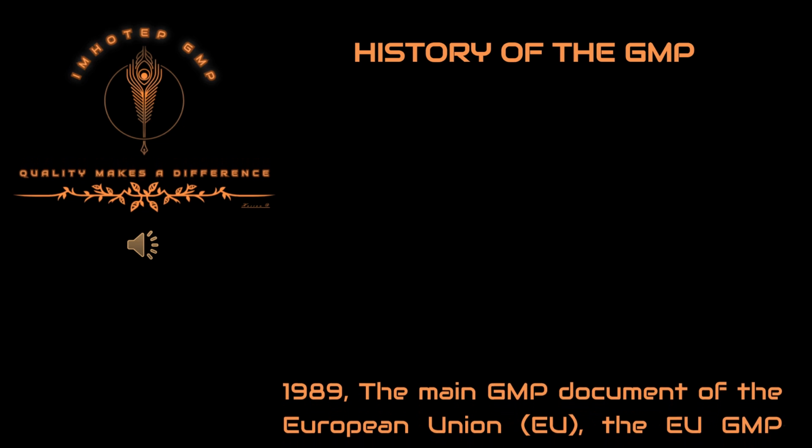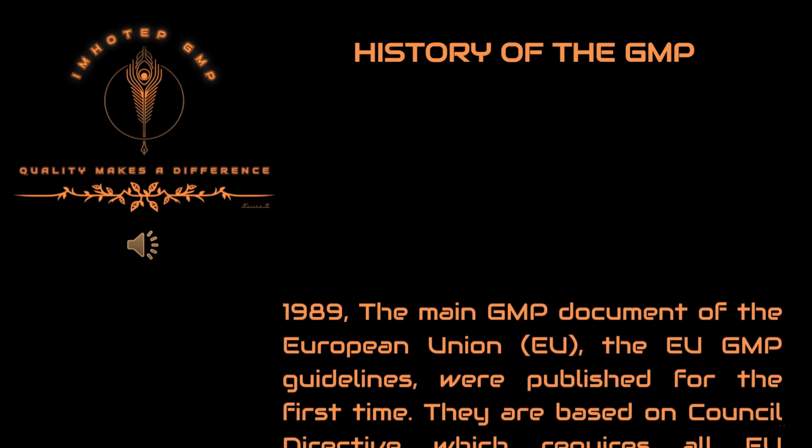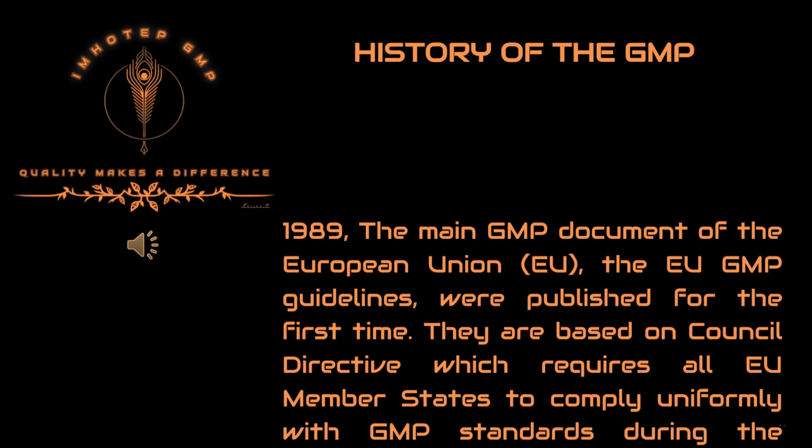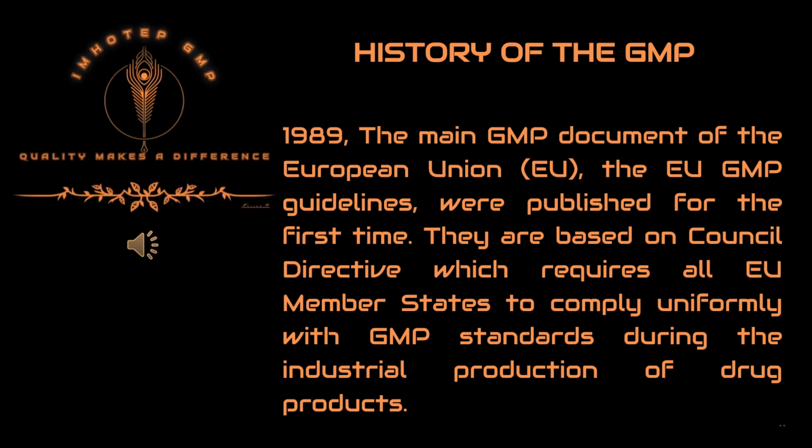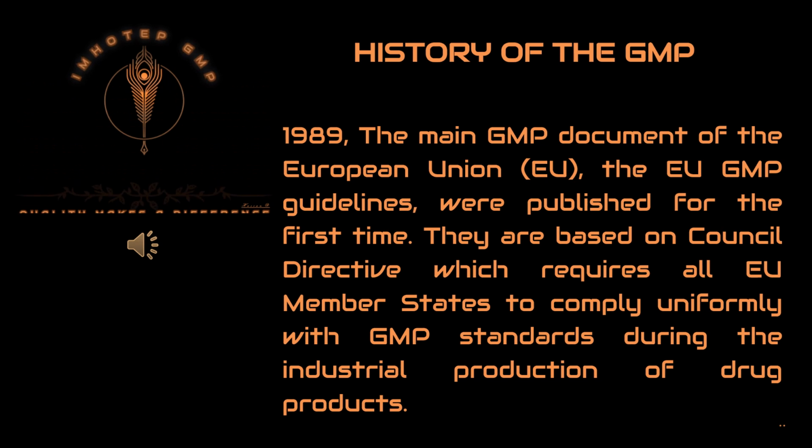1989. The main GMP document of the European Union, EU, the EU GMP Guidelines, were published for the first time. They are based on Council directive which requires all EU member states to comply uniformly with GMP standards during the industrial production of drug products.